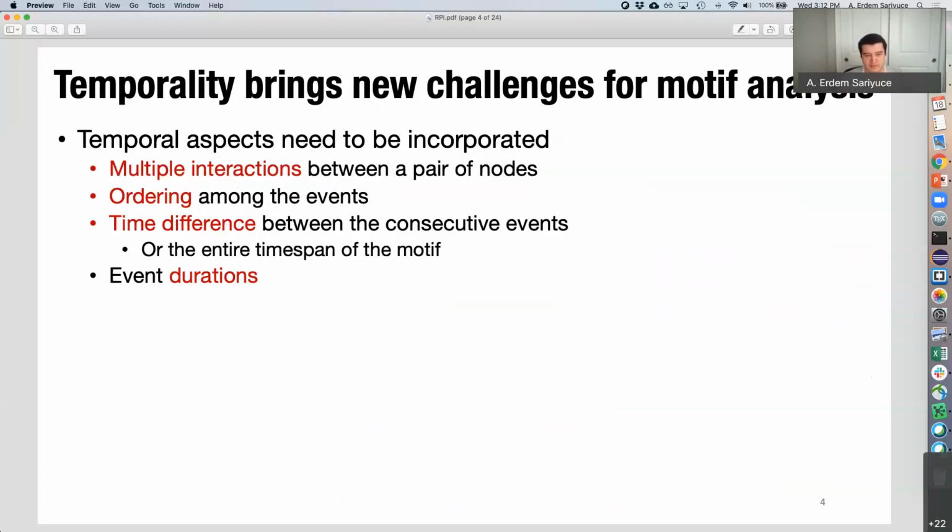So most of the time, people are trying to come up with some cause and effect relationships. We also tried that here. But how you can incorporate this ordering among the events in a motif is a very important thing.